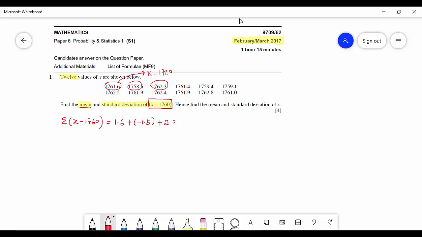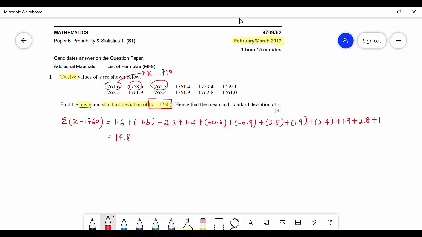So I'll have 2.3, and then 1.4, and then negative 0.6, negative 0.9, 2.5, 1.9, 2.4, 1.9, 2.8, and also 1. So you just need to make sure that you didn't do any careless mistake here. And by pressing the calculator to get the summation of x minus 1760, the summation should be 14.8.